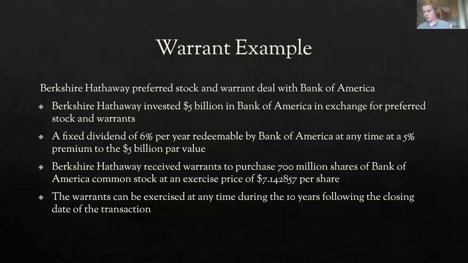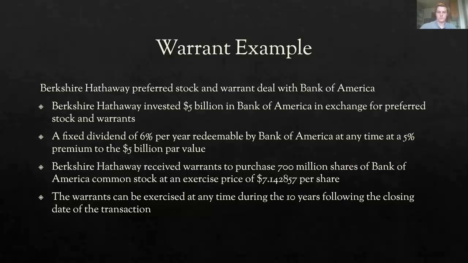Berkshire Hathaway did a deal with Bank of America for preferred stock and warrants. Berkshire Hathaway invested $5 billion into Bank of America in exchange for its preferred stock. The preferred stock had a fixed dividend of 6% per year, which was redeemable by Bank of America at any time at a 5% premium to the $5 billion par value. So it was a pretty good deal for Berkshire.